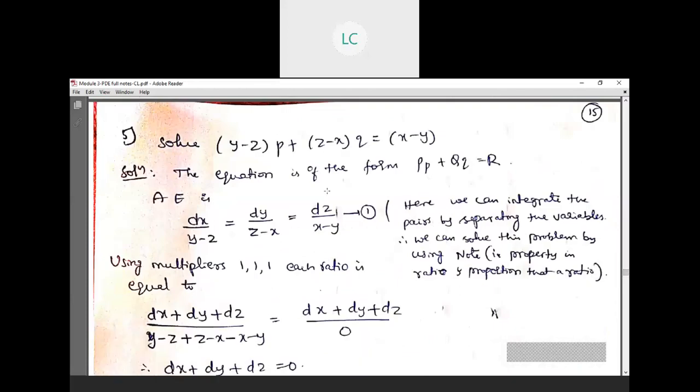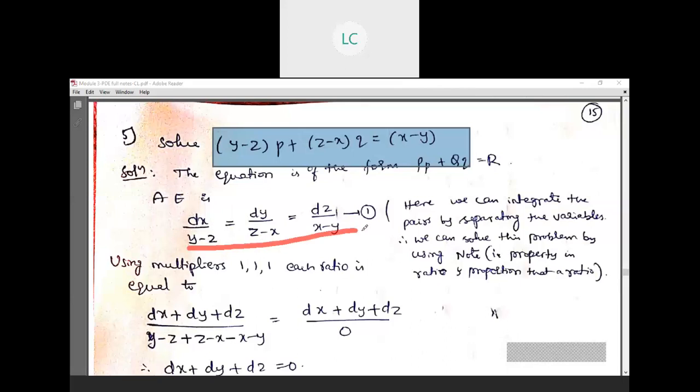Now, the fifth problem. I'm going to solve the fifth problem by using that note, the property in ratio. So, I'm going to use that property here. Solve (y minus z)p plus (z minus x)q is equal to x minus y. First we should see whether the given equation is in standard form or not. Observe the equation, it is already in standard form. Capital P is y minus z, capital Q is z minus x, capital R is x minus y. Now, write the auxiliary equation. This is the auxiliary equation.